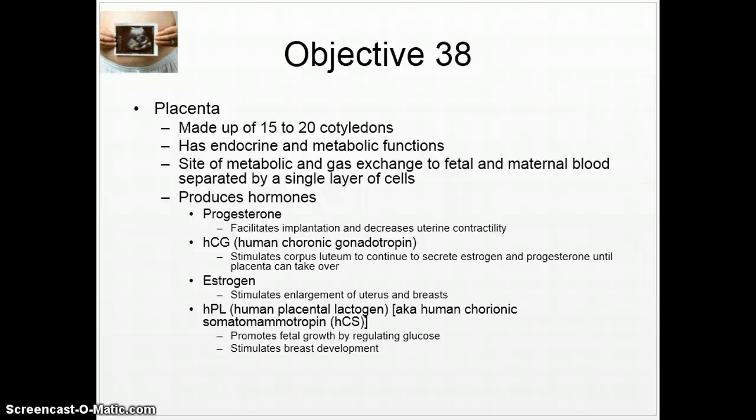The placenta produces 4 hormones: progesterone, which facilitates implantation and decreases uterine contractility; human chorionic gonadotropin, or HCG, which stimulates the corpus luteum of the ovary to continue to secrete estrogen and progesterone until the placenta can take over, which is about 13 weeks gestation; estrogen, which stimulates enlargement of the uterus and breast; and HPL, human placental lactogen, as it's known now, HCS, which is human chorionic somatomammotropin. HCS or HPL stimulates fetal growth by regulating glucose and also stimulates breast development in the mom.